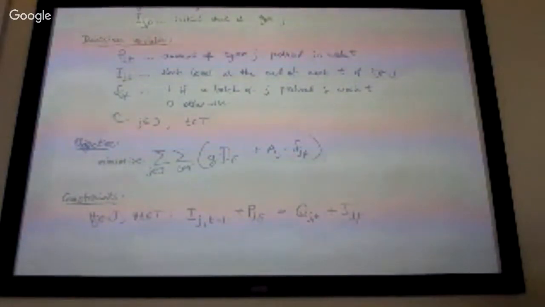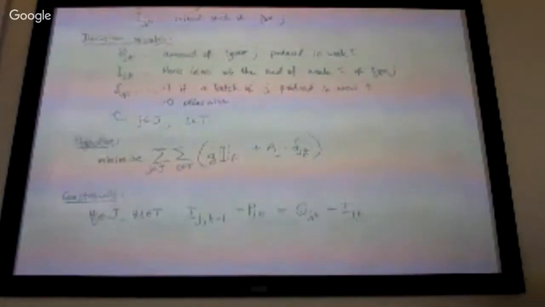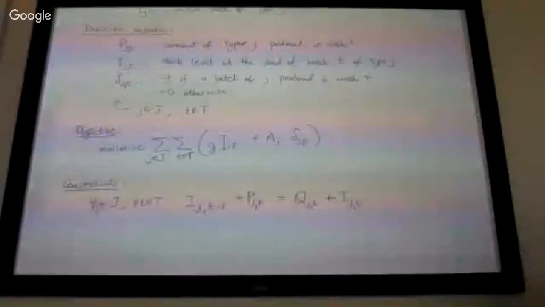Sometimes you can have a problem where there's backlogging, so you can run short of stuff, and then you add the backlogs on the left side here, but not in this question. So that's the continuity.